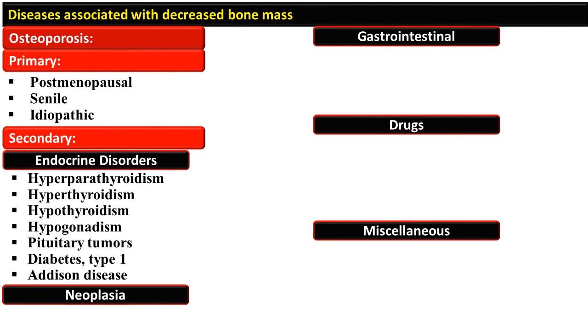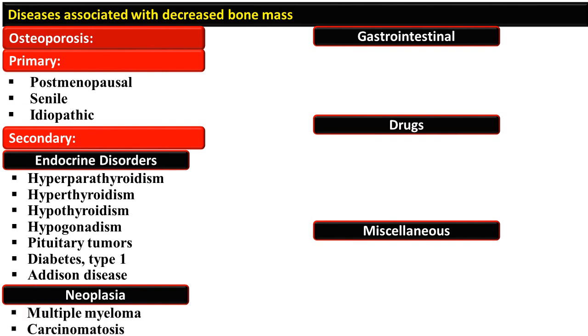What happens in hyperparathyroidism? Hyperparathyroidism induces osteoclast recruitment and activity, while hyperthyroidism increases osteoclast activity and bone turnover. It is, however, associated with limited bone loss. In hypogonadism, in females it is due to loss of estrogen, and in men it is due to deficiency of anabolic androgens. Osteoporosis is frequently seen in individuals who have been receiving anti-androgenic therapy for prostatic carcinoma.